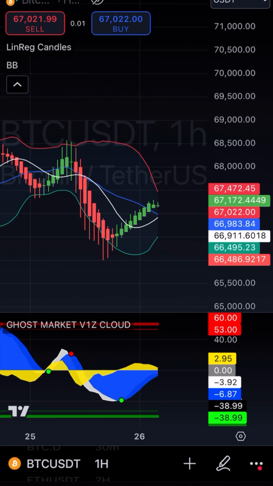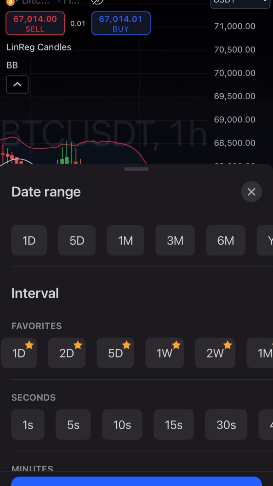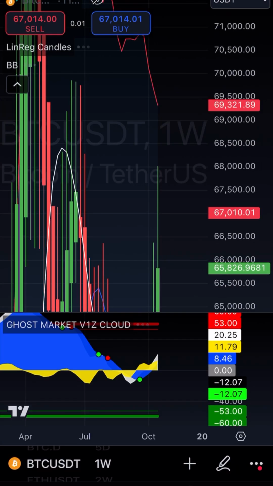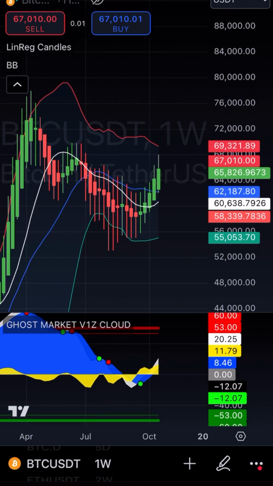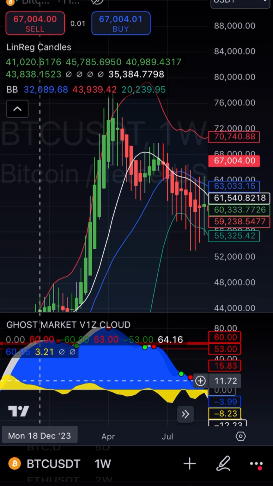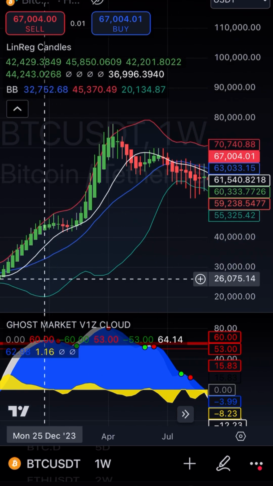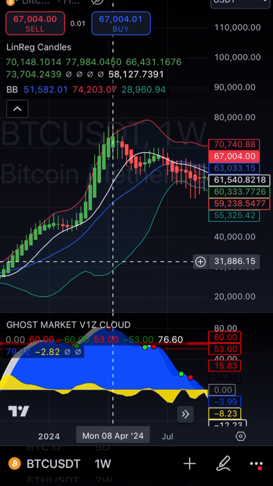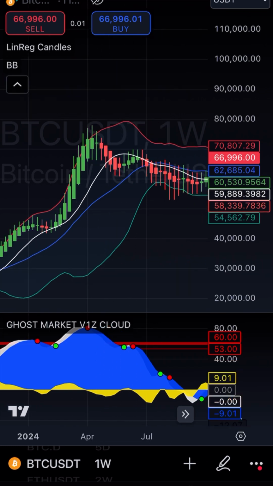So the first thing I'm going to show you is how to find the moments when we're going to be in a bull market and a bear market. You want to go to your weekly, and you want to pay attention to this big cloud that's above it. So when everything is above, you have this big cloud. This is usually when you need to focus on when things are going down.